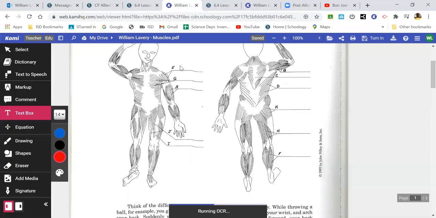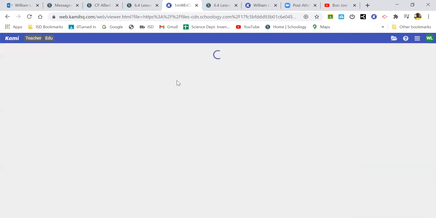All right. So I'm going to start at the top left, my top left. And this person is standing in the anatomical position. And letter E, come on. Here we go.